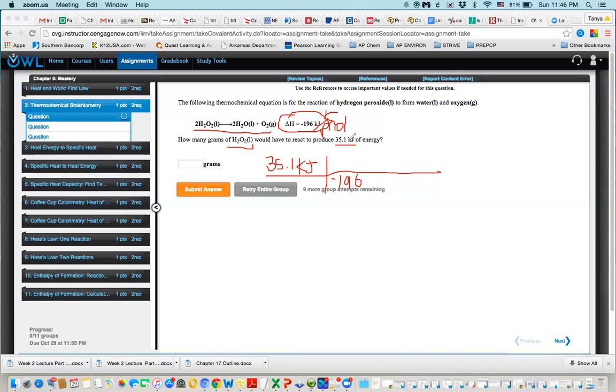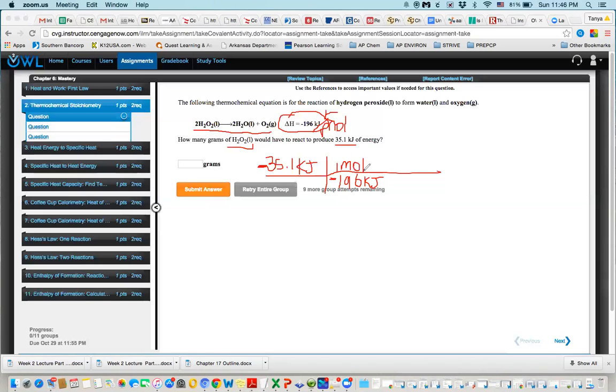And because it says to produce 35.1 kilojoules of energy, that would assume that that's also a negative. So your negatives are going to cancel out and you won't have a negative amount of grams, which would be impossible, okay? And so this is going to be in kilojoules, and that's per mole of reaction. So 1 mole will go on top.